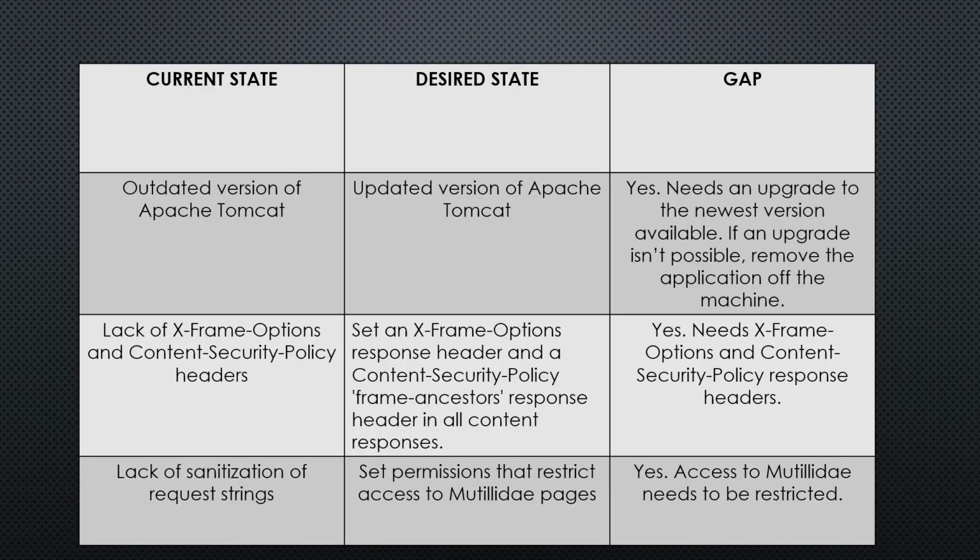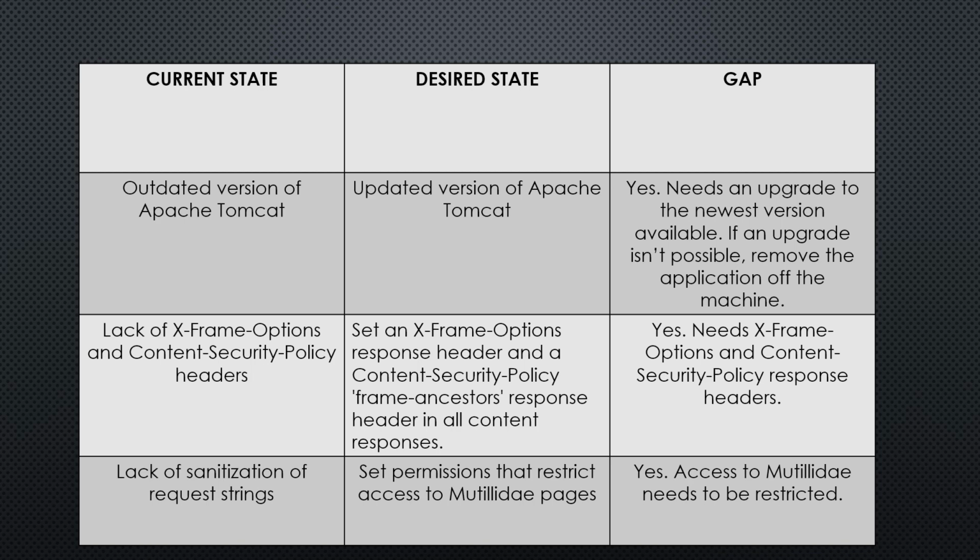All right, so shown in this table here is a gap analysis of the Metasploitable 2 virtual machine. Right now, its current state is an outdated version of Apache Tomcat, lack of X-Frame-Options and Content-Security-Policy headers, and lack of sanitization of request strings. In order for this machine to be less vulnerable, an updated version of Apache Tomcat needs to be installed. There needs to be an X-Frame-Options response header and a Content-Security-Policy frame-ancestors response header in all content responses. And lastly, there needs to be a permission set that restricts access to Mutillidae pages.